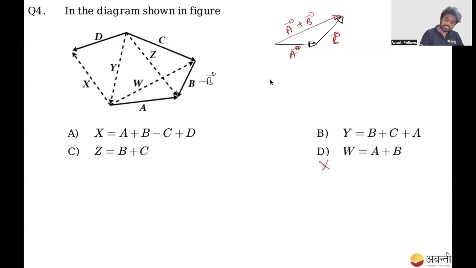Let's come to option C. Z vector is equal to B plus C. This is the Z vector, which is the resultant. If I go from here, C vector, and B is in the correct direction, so B vector. It is going head to tail, head to tail. C vector plus B vector is equal to Z vector. It is a correct option. Simple. Let's move to the next question.